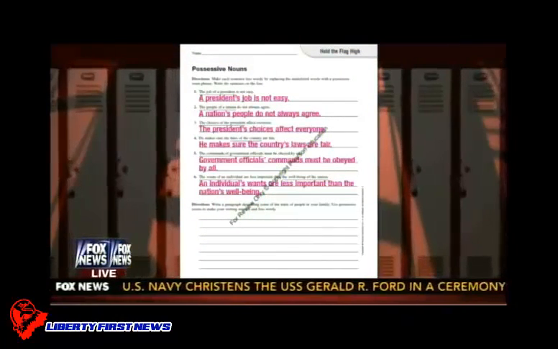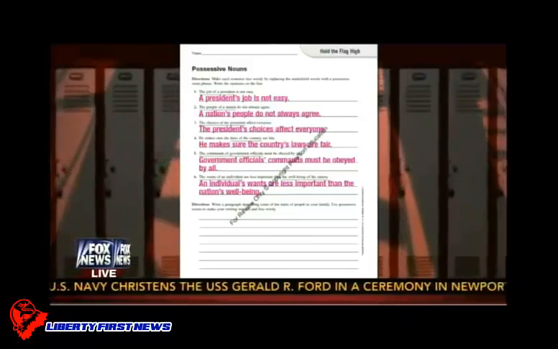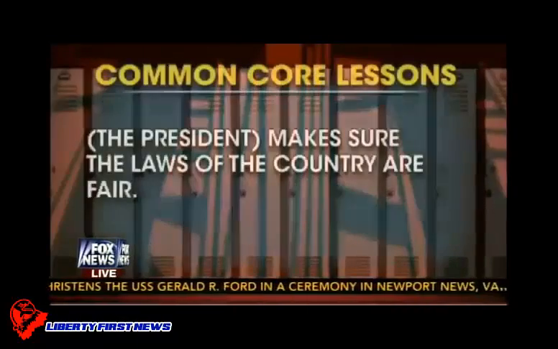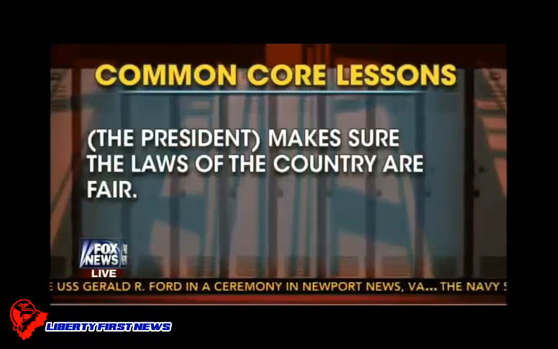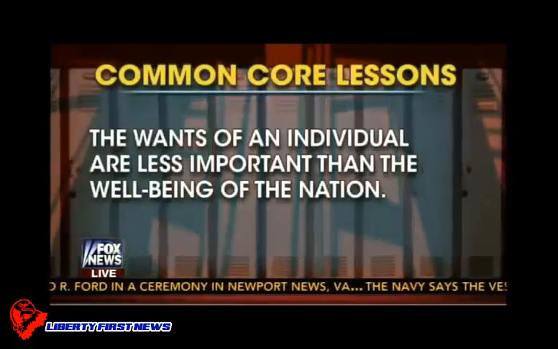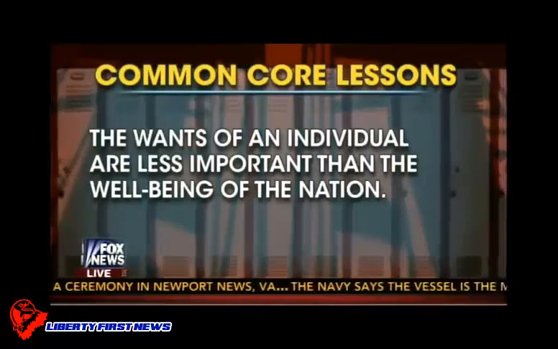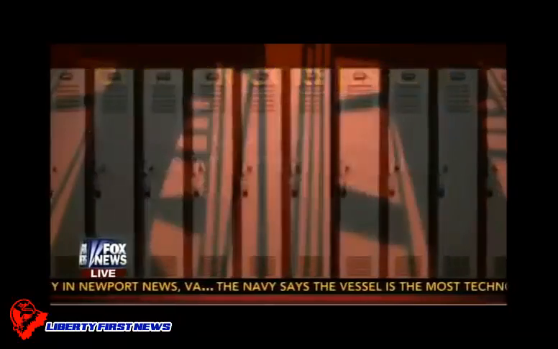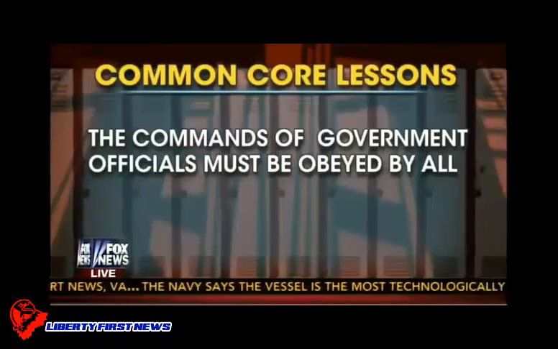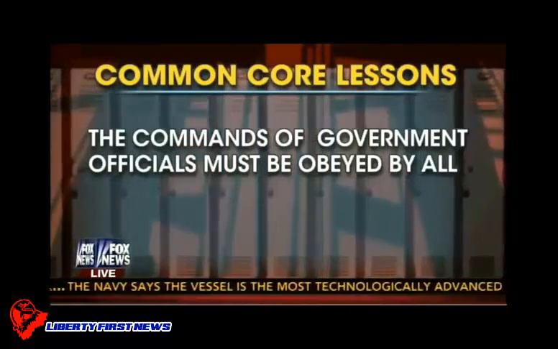The president makes sure the laws of the country are fair. Is that the executive branch or the judicial branch? The wants of an individual are less important than the well-being of the nation. And then finally, the commands of government officials must be obeyed by all. Sounds like it's right from the Bill of Rights.